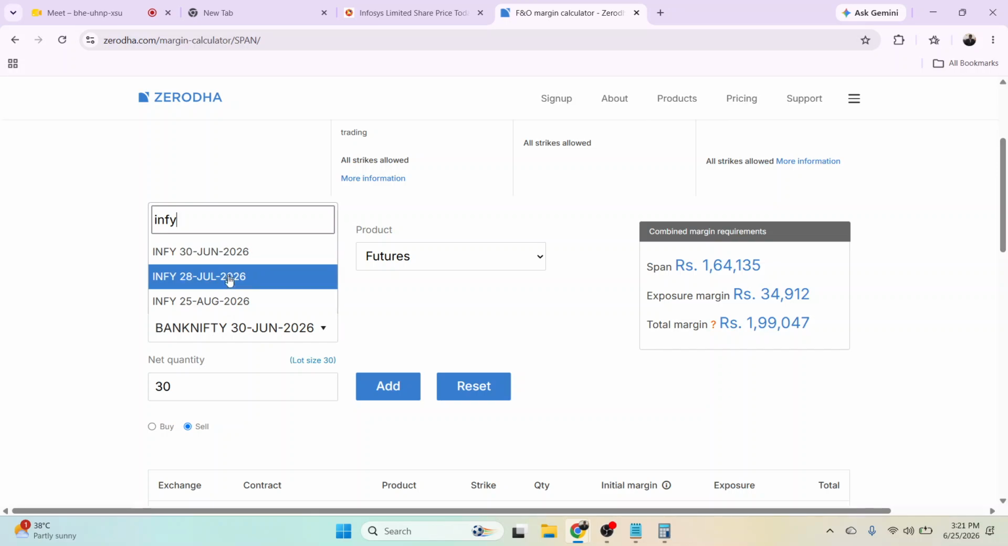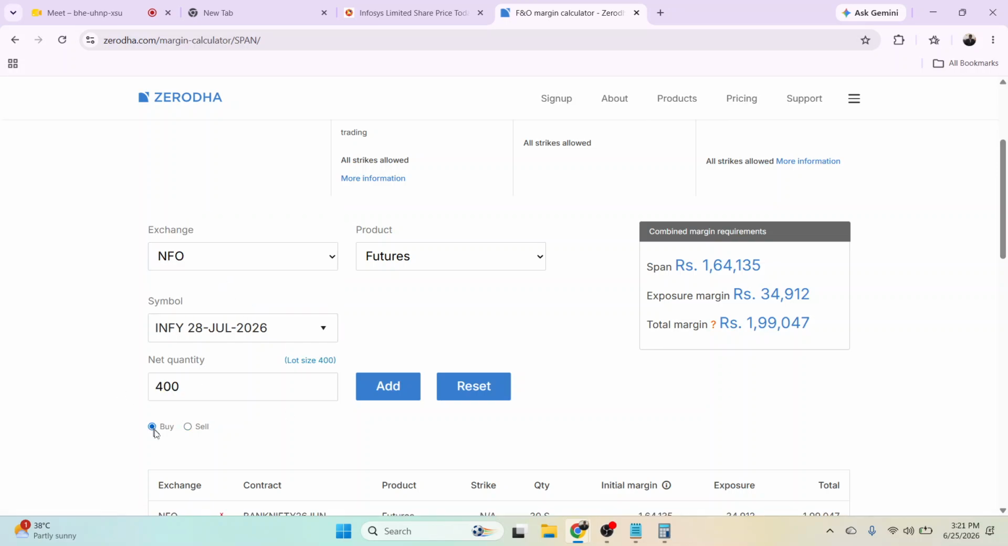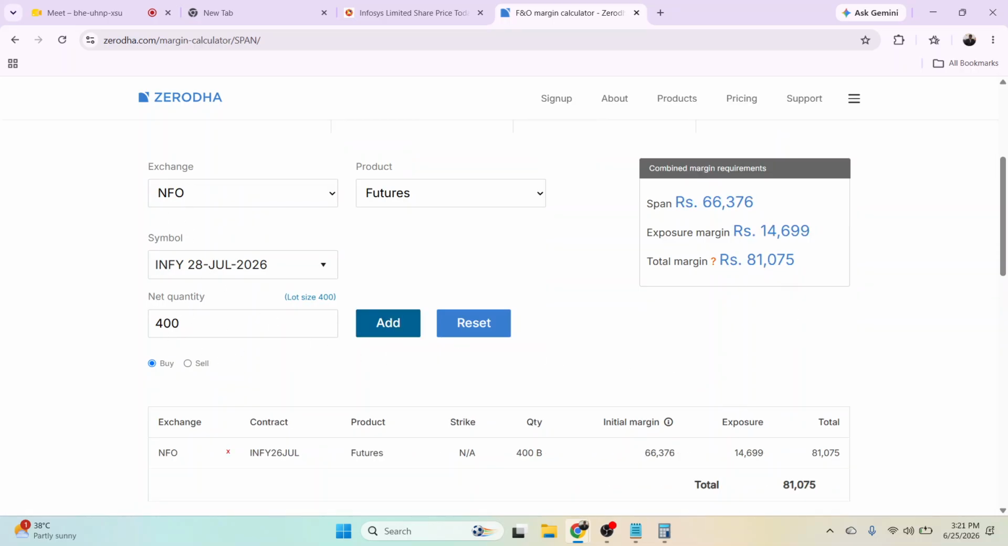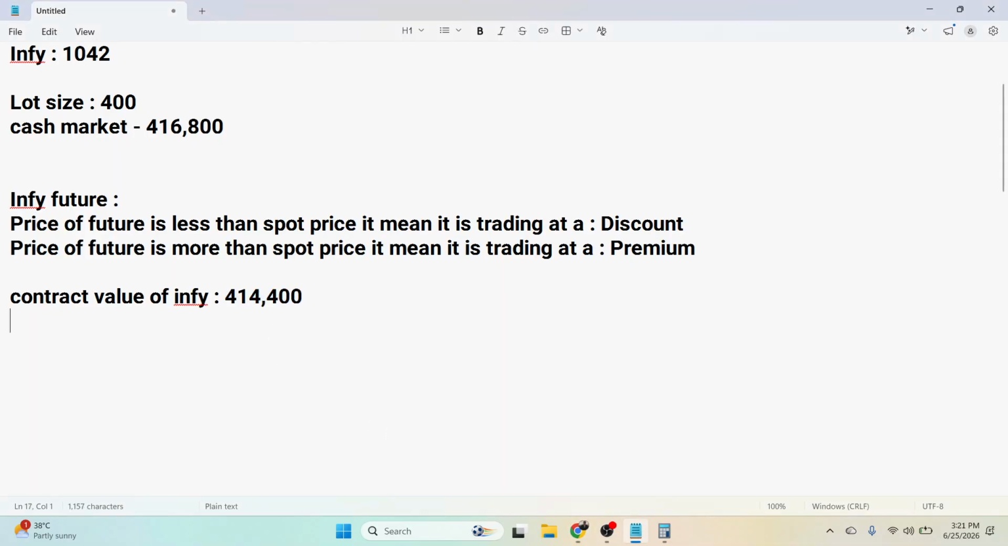So if you go for just July, you can see this is the lot size. If you buy this particular contract, you have to pay only 80,000. Now the contract value is more than 4 lakh, but this is the premium you are paying. This is the actual value of the contract, but you are paying only about 20% of this. So by paying the 81,000, you are making a contract of 4 lakh.